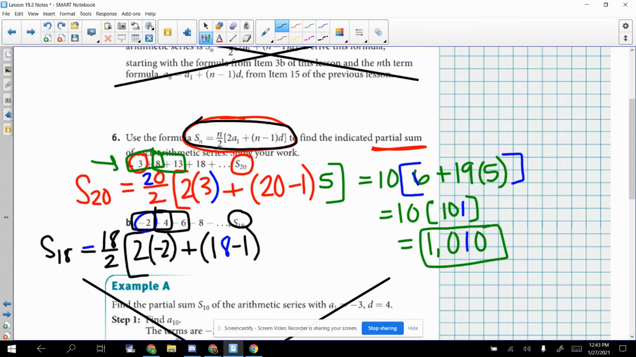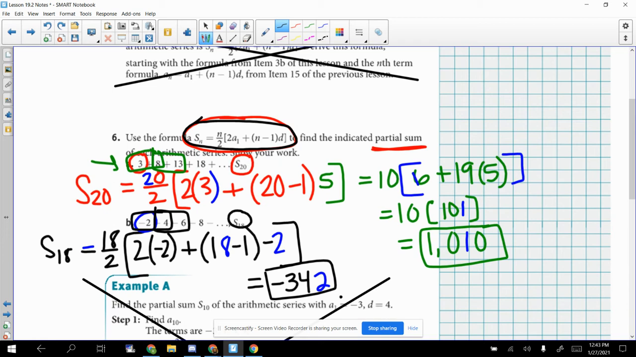-6 minus -4. Okay, that's -2. So your common difference is -2, and that's being multiplied by the 17. Then you go ahead and simplify, or you plug this whole thing into your calculator, and you should get that the sum of all of those first 18 terms is -342.